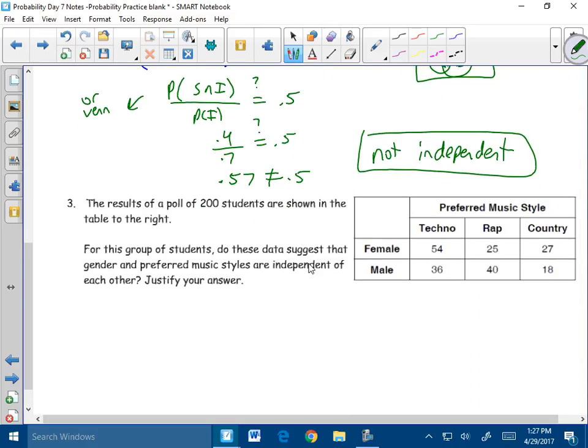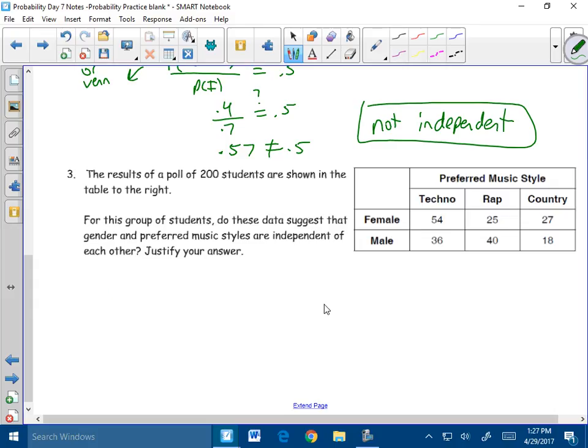Okay, last question here. The results of a poll of 200 students are shown in the table to the right. For this group of students, do these data suggest that gender and preferred music styles are independent of each other? Justify your answer. So we've got all these different types of music. We've got females versus males. We know we can test for independence by using our conditional probability test. They're not telling us, they just kind of want a general answer.